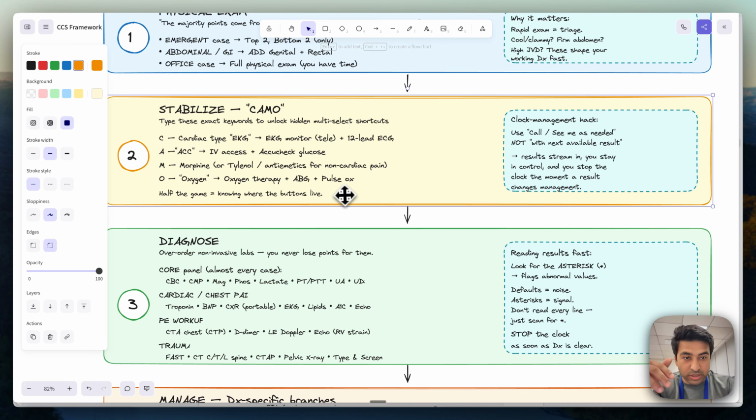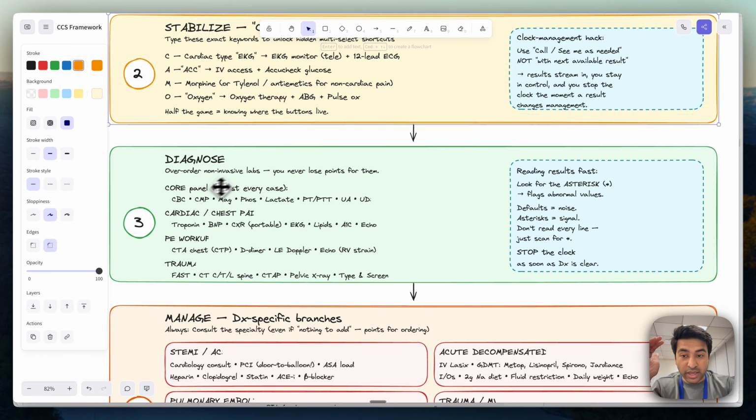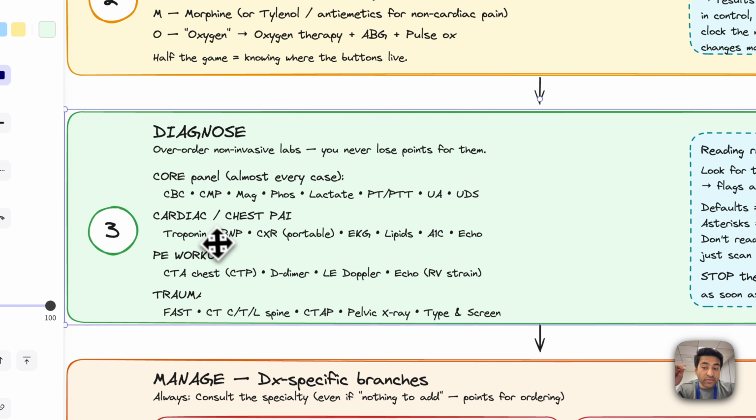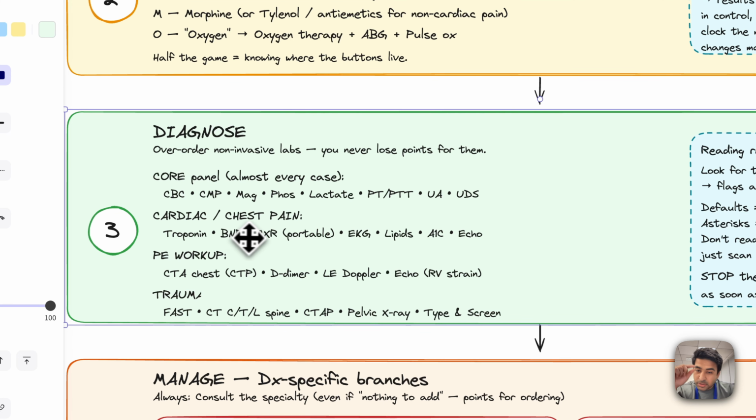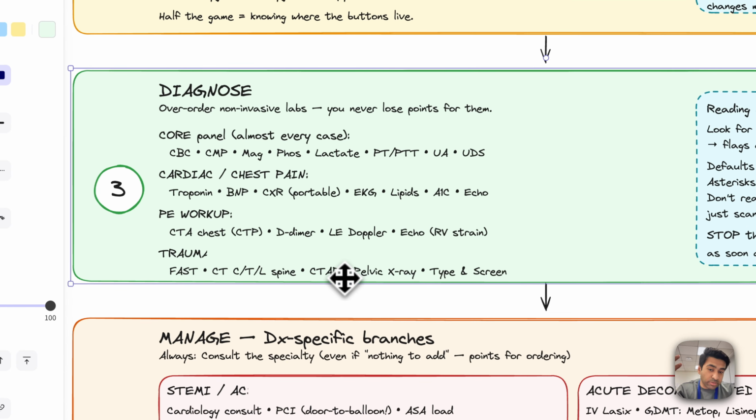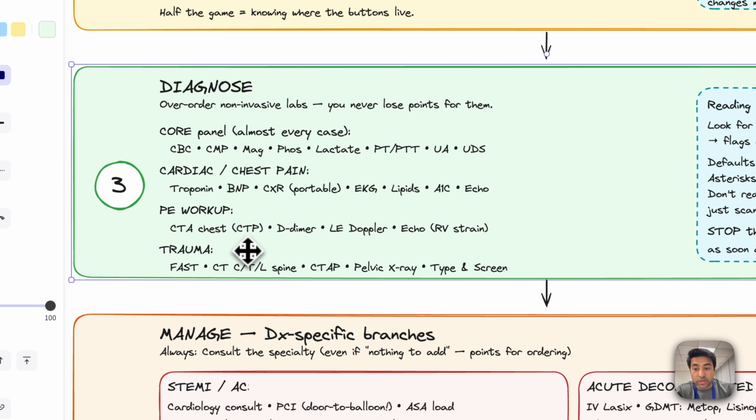And then once you stabilize them, you'll be able to go to the diagnose section. And for diagnose section, almost every single case will get CBC, CMP, Mag, Phos, lactate, PTT, PT, UA, UDS. And then for the cardiac chest ones, you'll get the troponin, BNP, chest x-ray, EKG, lipids, A1C, and echo. For PE workup, you can get a CTA, D-dimer, lower extremity Doppler, and an echo as well. For trauma, you want to do a FAST exam, a CT, basically pan scan them, pelvic x-rays, type and screen.